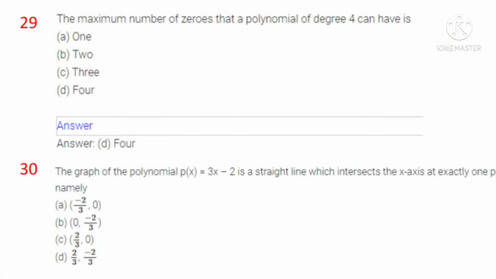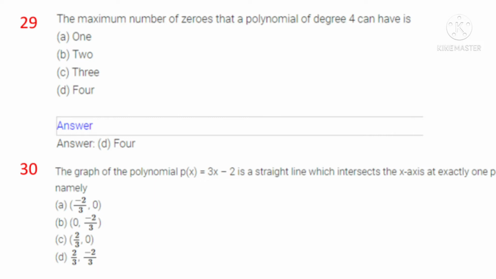So let us do the 29th question. The maximum number of zeros that a polynomial of degree 4 can have. So it is very obvious because the degree is 4, therefore the maximum number of zeros will be 4. So option D, 4 is the correct answer.